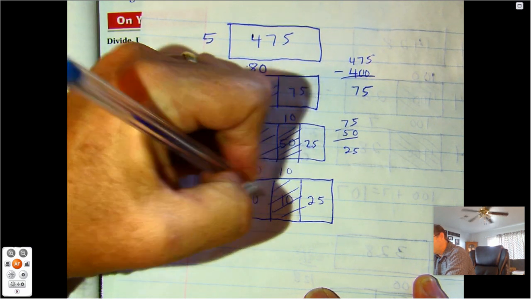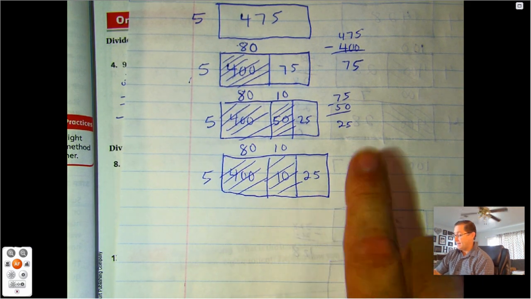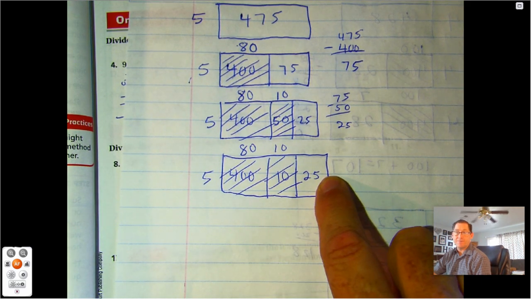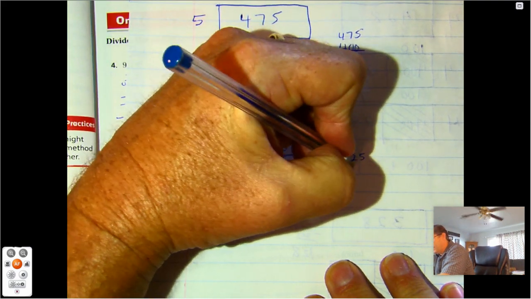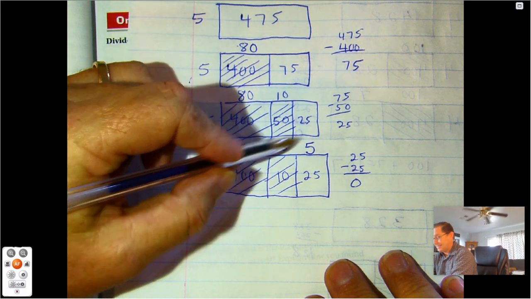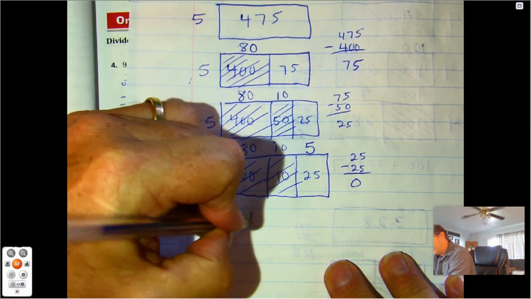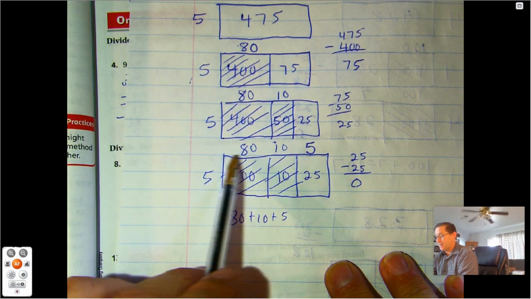The shaded areas mean I've already taken it away, and this is the last step. 25 divided by 5, 5, right? 25, take away 25 is 0. So 80 plus 10 is 90, 95. Okay, remember the top is our partial products. 80, 10, and 5. So 95.